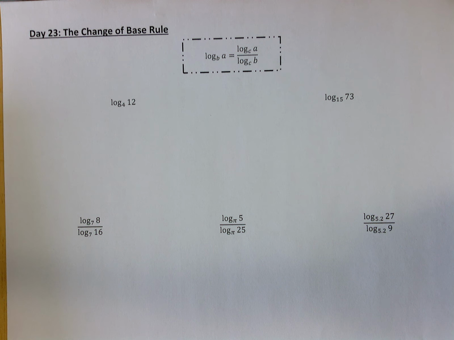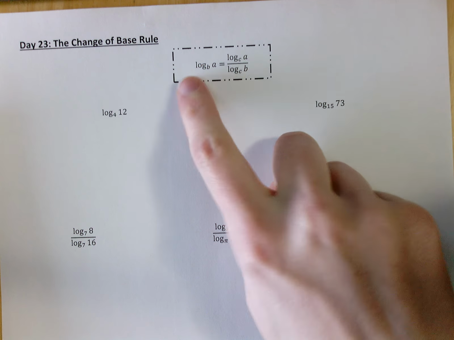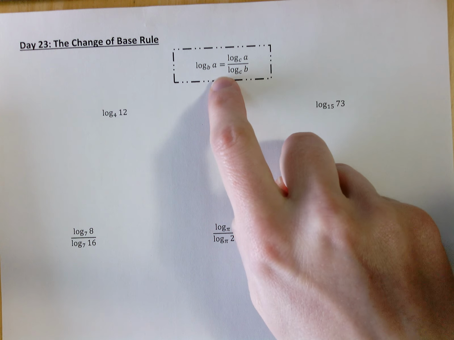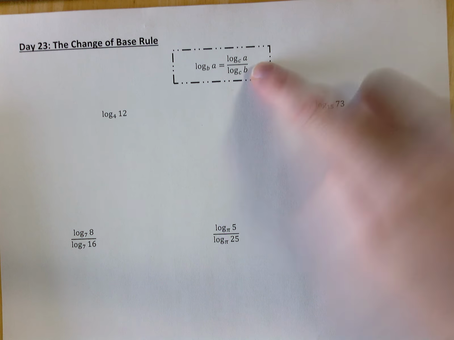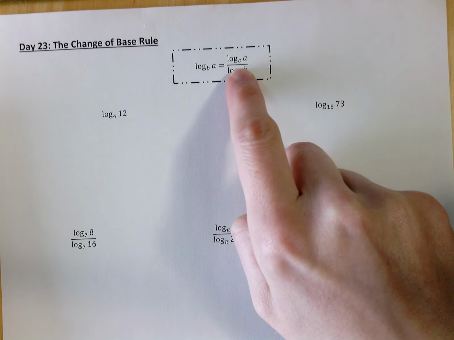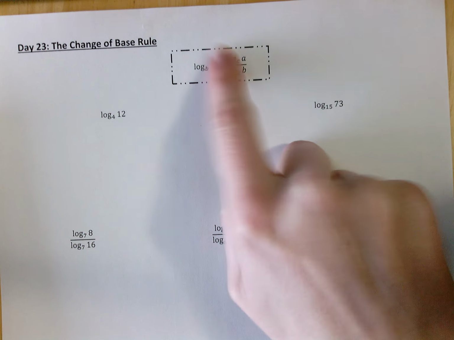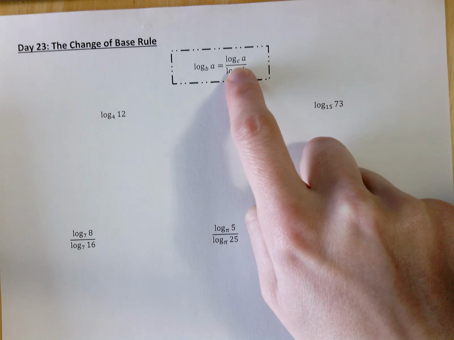This is just a property that lets you change a log from one particular base to any other base that you want. So when we look at this property, you've got some log, b is the base number, and a is your argument. You can rewrite this as a log of some other number c. c wasn't in the original problem. You get to choose what c is.